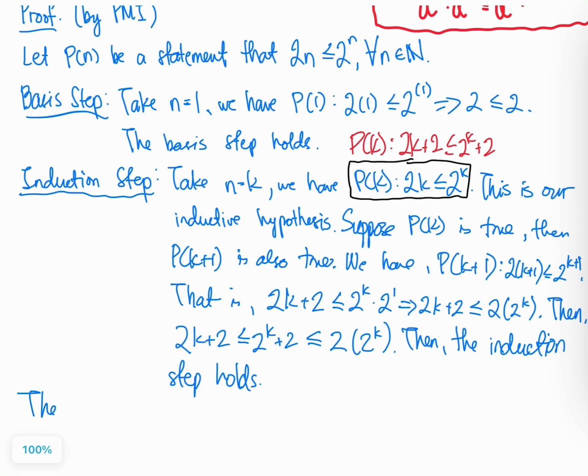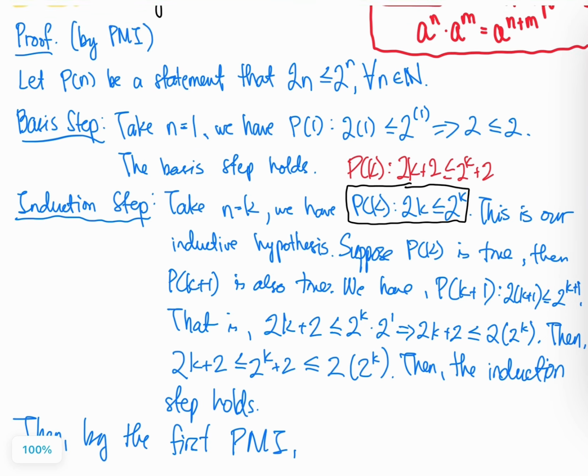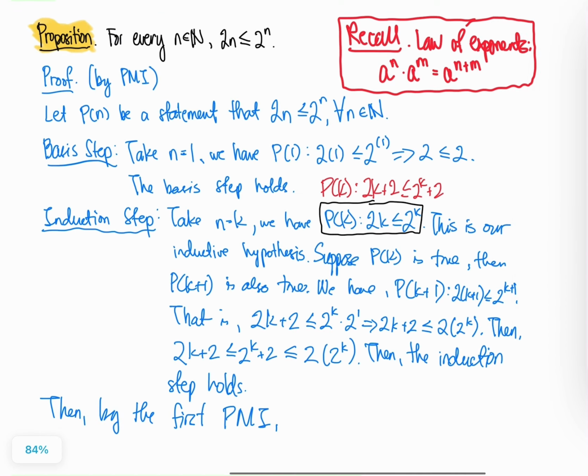Then, by the first principle of mathematical induction, the statement, what's our original statement? Here it is: 2n is less than or equal to 2 raised to n is true for all n in the natural numbers. And let's end that with a QED.